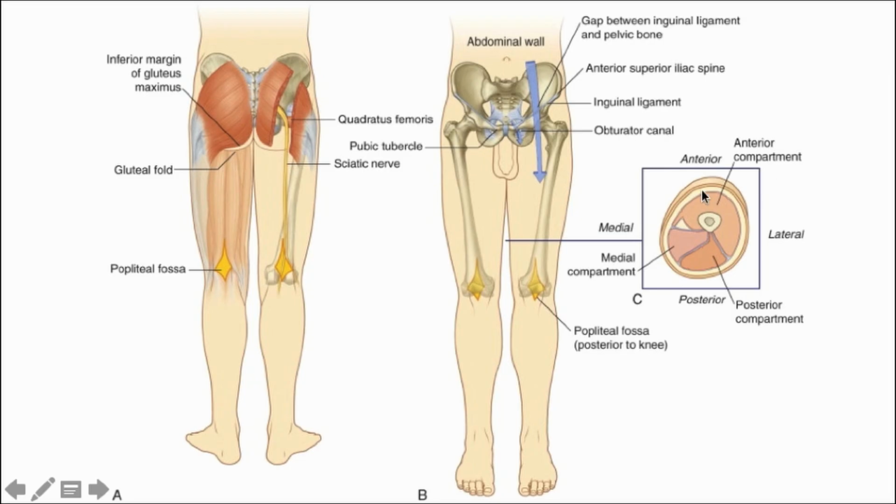The thigh itself, like we mentioned before, is subdivided into 3 compartments, and there are intermuscular septa that divide these 3 compartments and keep them separated.